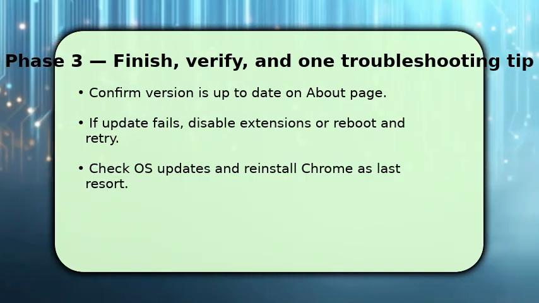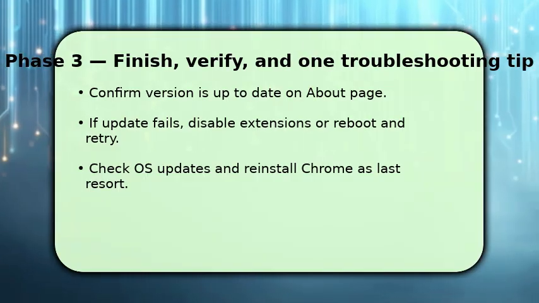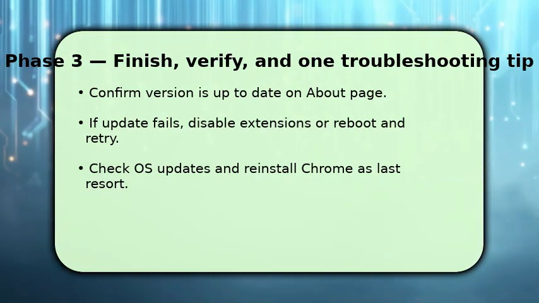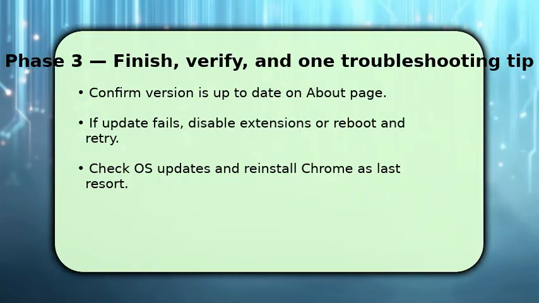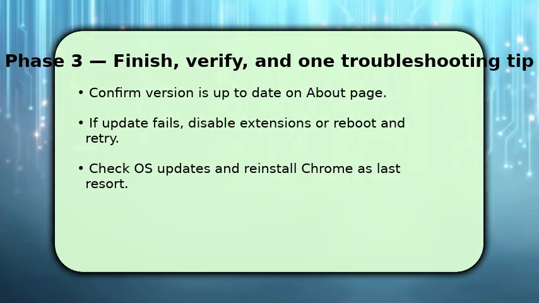If the update fails, try disabling extensions and relaunching, rebooting your computer, or temporarily turning off VPNs or proxies. These commonly block downloads. Make sure your operating system has space and recent system updates installed. Chrome relies on OS resources.